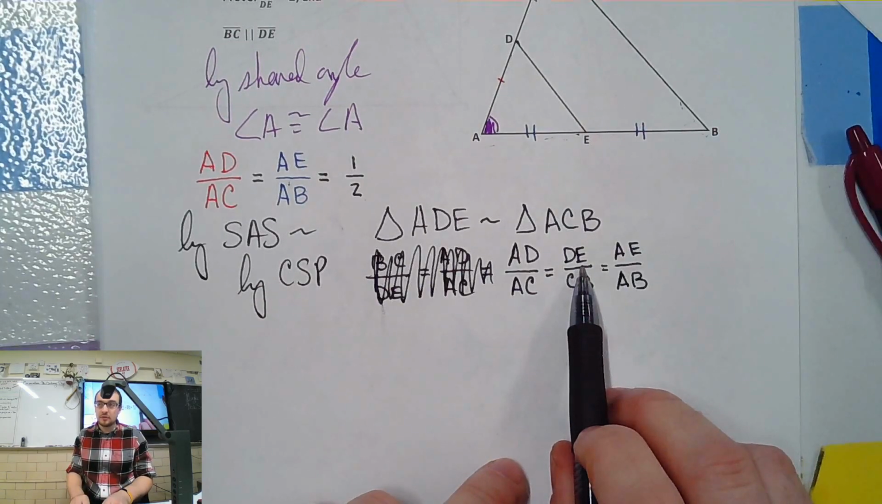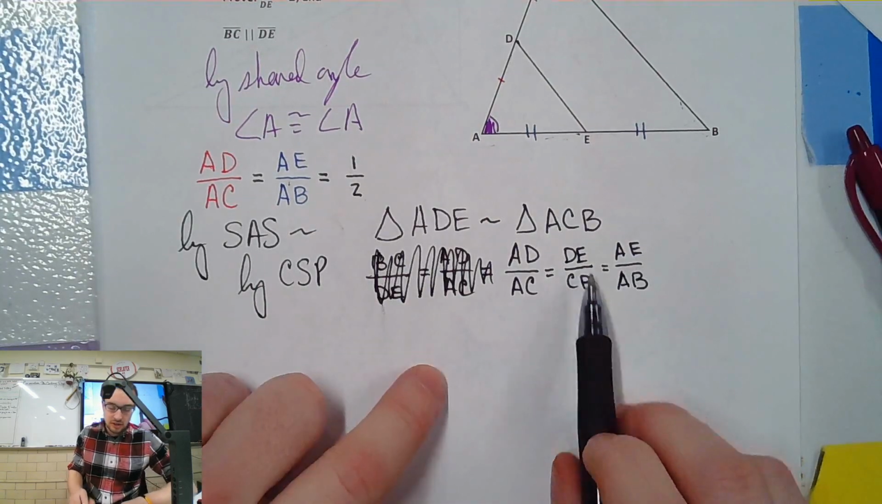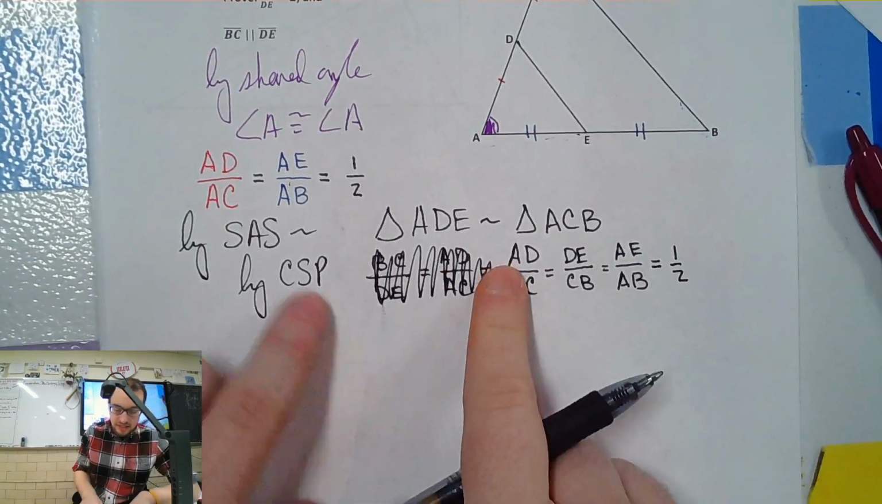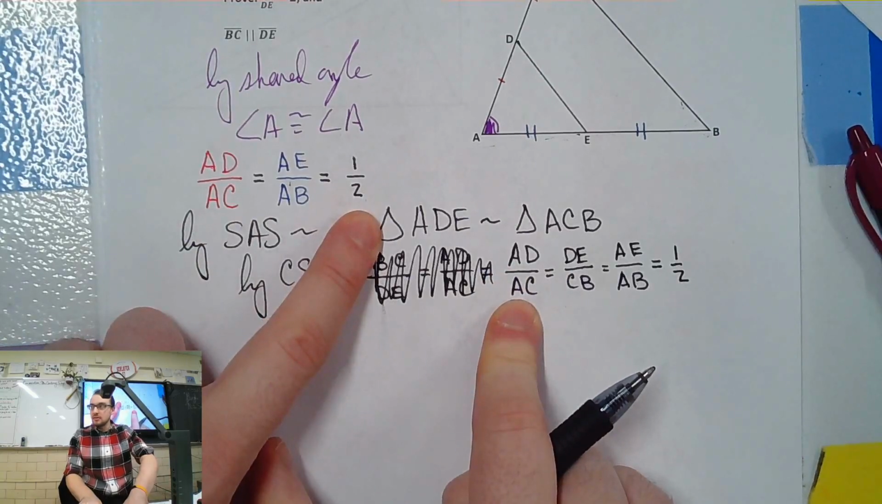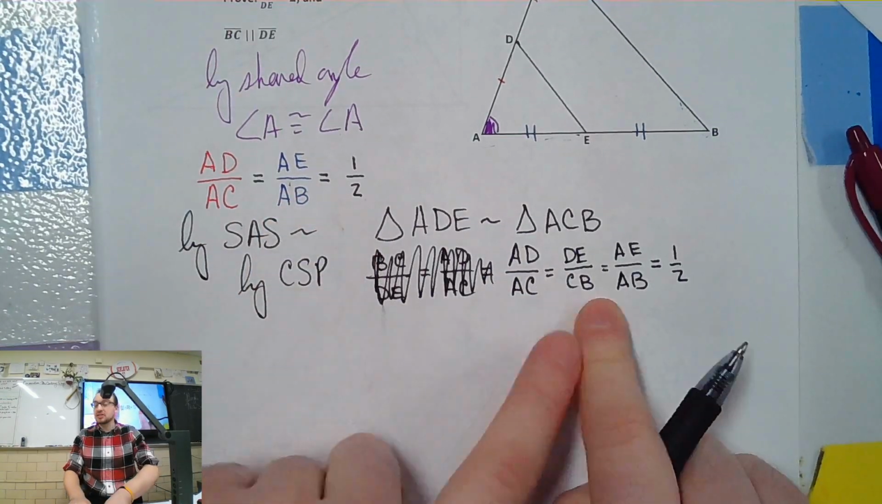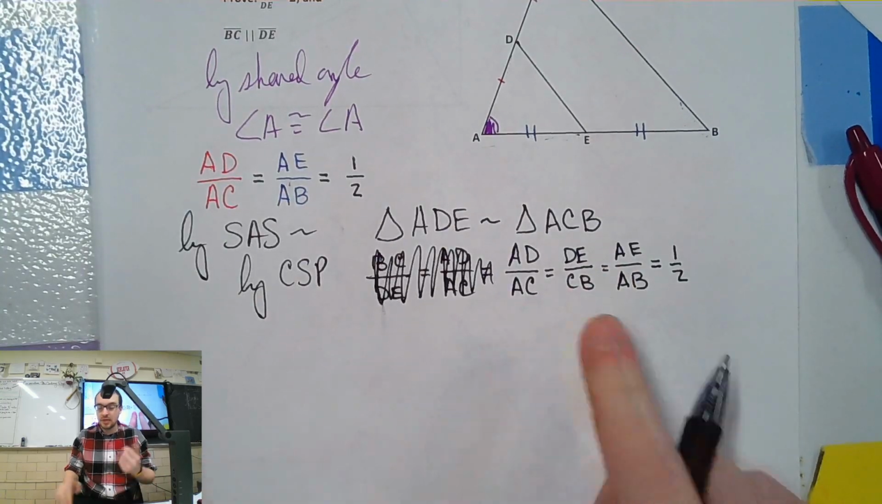There's one other thing that we're forgetting. Notice that all of these relate by what? Half. They have to, right? Because AD and AC are a half, therefore AE and AB are a half. Therefore, DE, since it's equal to them, DE over CB must also be a half.